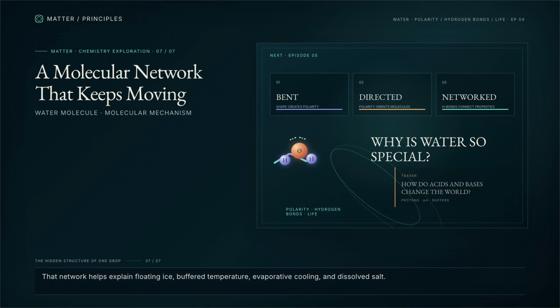Next, we will follow invisible charges again. How do acids and bases change the world? Protons, pH, and buffers take the stage.